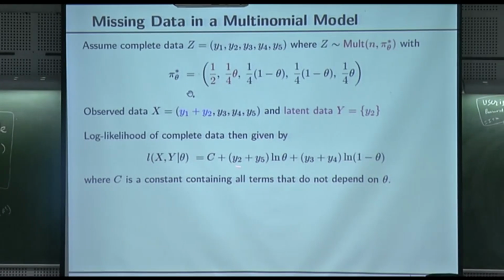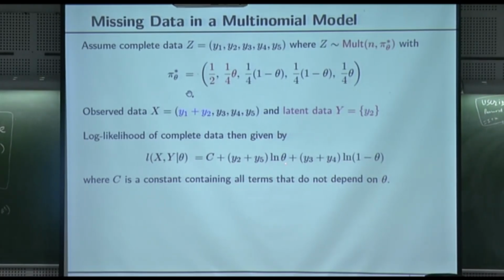Remember, this one looks like C log some probability distribution, C2 log some other probability distribution. So what will be the value of theta? Exactly. It will be y2 plus y5 divided by y2 plus y3 plus y4 plus y5. Yes? Question? Good? Alright.